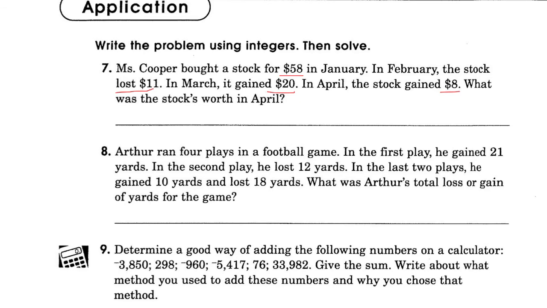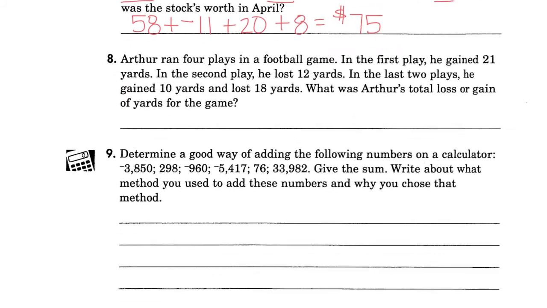So on my line, I'm going to write out my problem of 58 plus a negative 11 because I lost 11, plus 20 because I gained $20, plus 8. And when I do that problem out, I get $75. Now, since it's positive, that means I've gained. So you're going to do problem number 8.